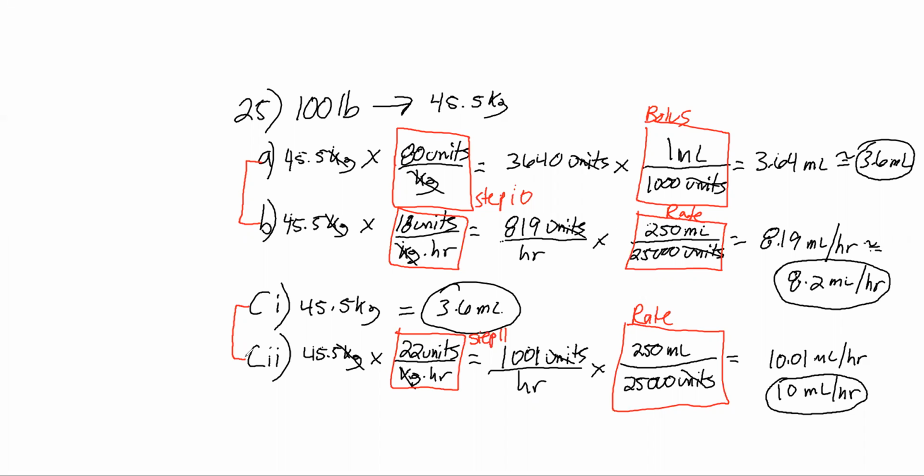For question 25, it's either A and B or C, 1 and 2. Correct, that's what you'll see on your actual test. Do I have to do A and B to get to C, 1 and 2? Nope. If it was just question C, I would just start with the kilograms, and then I would start with the rebolus. So the units would be 40 units and 2 units. Correct, the 40 units is for the bolus, and the 2 units is for the drip.